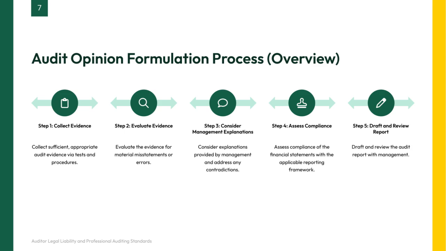First, we collect sufficient and appropriate evidence through various tests and procedures to support our findings. Next, we carefully evaluate this evidence to identify any material misstatements or errors that could affect the financial statements. Then, it's important to consider the explanations management provides, especially if there are contradictions or inconsistencies that need to be addressed. After that, we assess whether the financial statements comply with the applicable reporting framework, ensuring all standards are met. Finally, we draft the audit report and review it thoroughly with management to confirm accuracy before issuing the final opinion. Each of these steps is essential to delivering a reliable and well-supported audit conclusion.